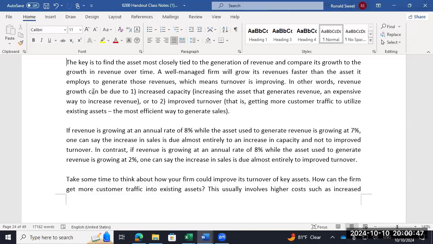You'll notice in some businesses like Accenture, IBM, those that do a lot of consulting, they can't grow their revenues without growing consultants. It's one-to-one. It's not a good scalable business. So that's what we're after. Can Walmart grow its revenues without adding new stores? And how can they do that?